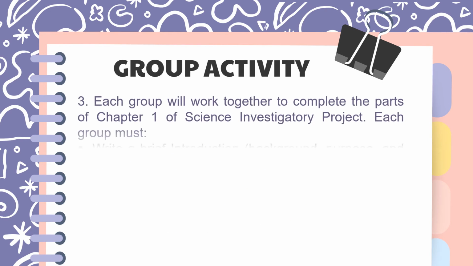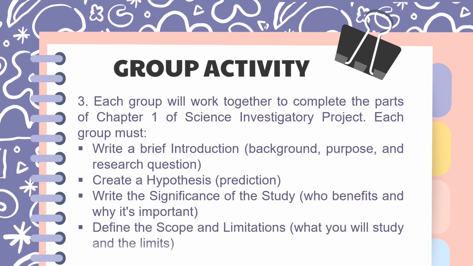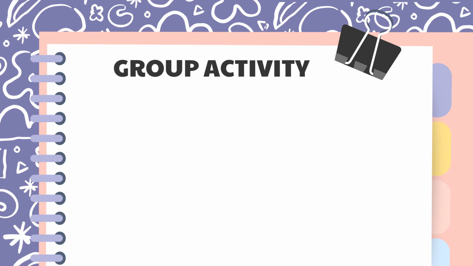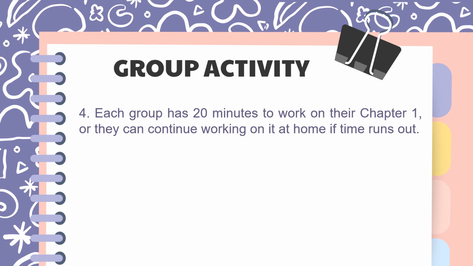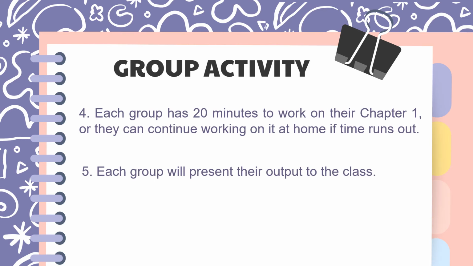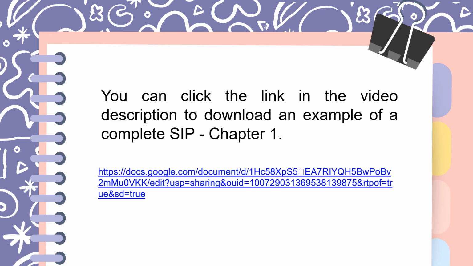Each group will work together to complete the parts of Chapter 1 of Science Investigatory Project. Each group must write a brief introduction, background, purpose, and research question, create a hypothesis, prediction, write the significance of the study, who benefits and why it's important, define the scope and limitations, what you will study and the limits. Each group has 20 minutes to work on their Chapter 1, or they can continue working on it at home if time runs out. Each will present their output to the class. You can click the link in the video description to download an example of a complete SIP, Chapter 1.